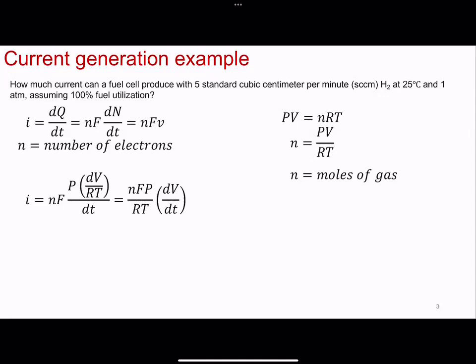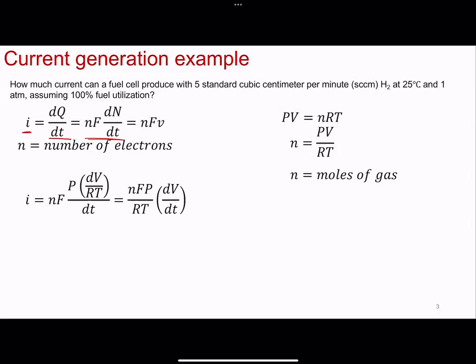So, we're going to go with the ideal gas law right now. What we want to know is how much current this fuel cell can produce. What's the rated amperage? We want to know what the current is, and that, by definition, is the change in the charge over change in time. So that's dQ/dt. That's also related to nF, n being the number of electrons that you're moving, so that'd be 2, Faraday's constant, and then dN/dt.